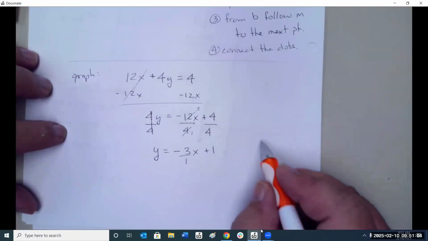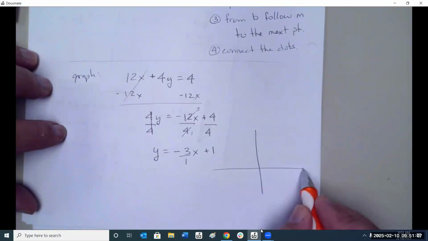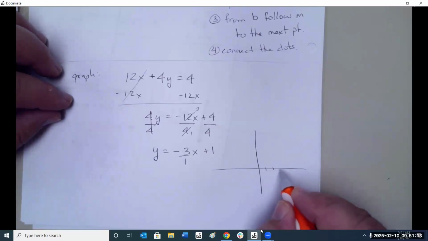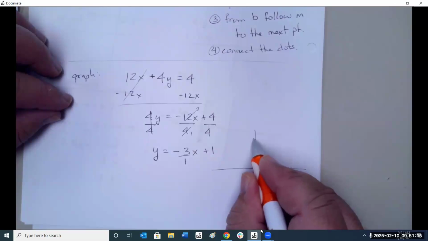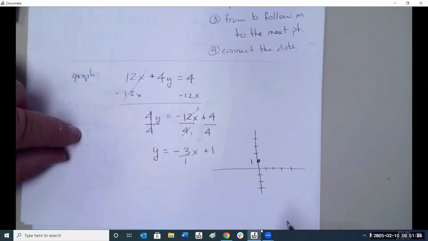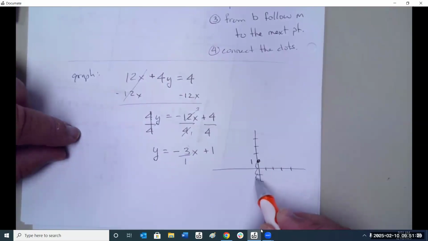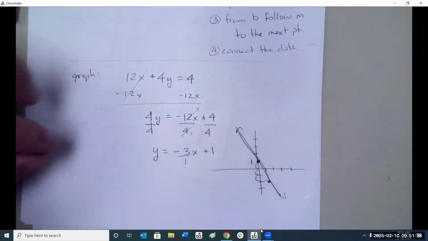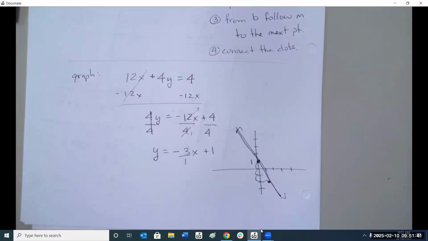So how do we graph this? What's the first thing I plot? The y-intercept, which is at 0, 1. Then my slope says do what? Yeah, from this point, go 1, 2, 3 down, and then over 1. Connect the dots, and there's my graph. Pretty easy.